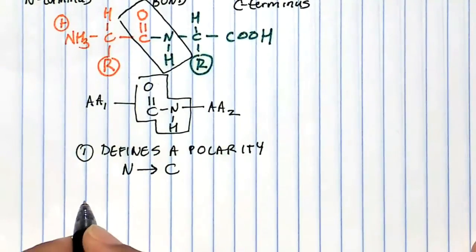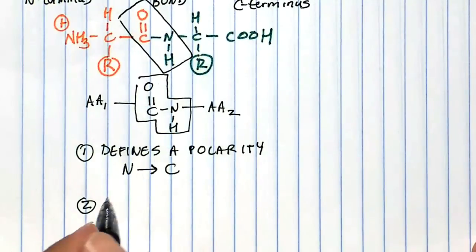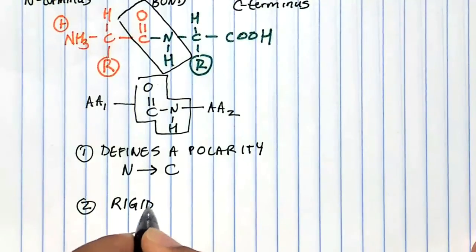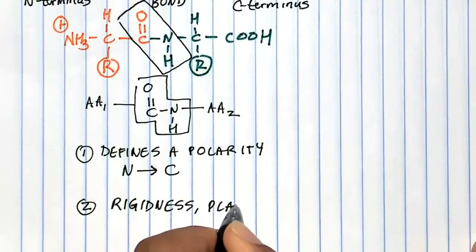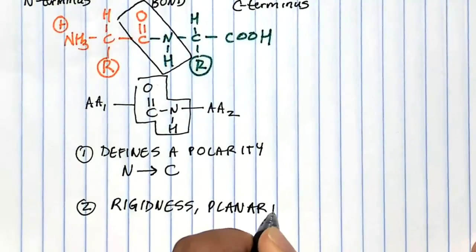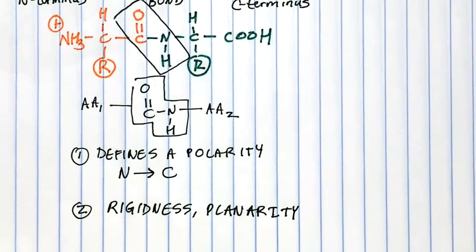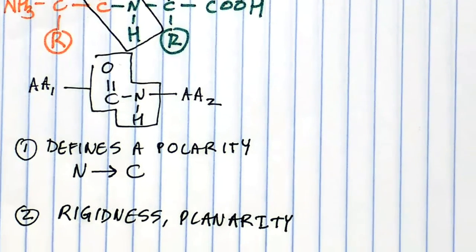The second characteristic of the peptide bond is that by nature of this bond, there is some rigidness and planarity. Okay, so what do I mean by rigidness and planarity?